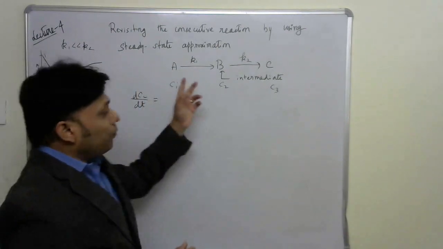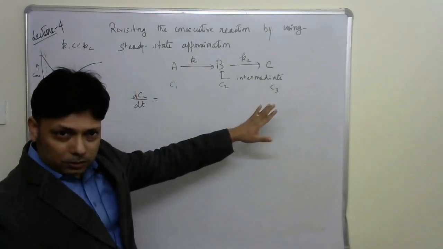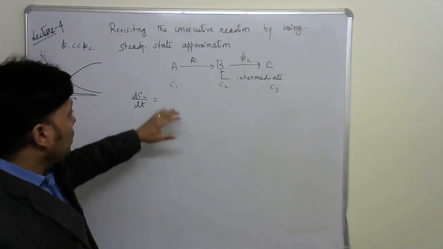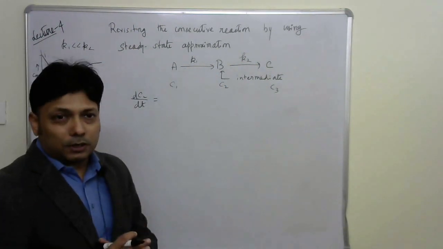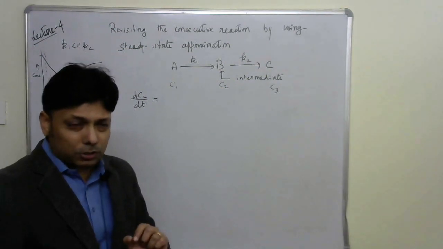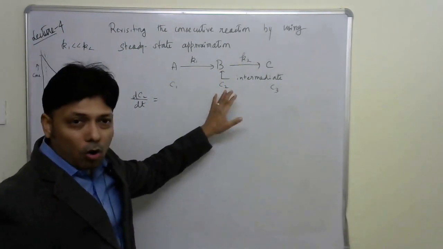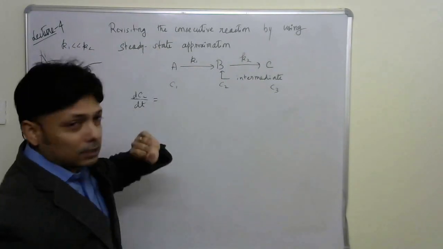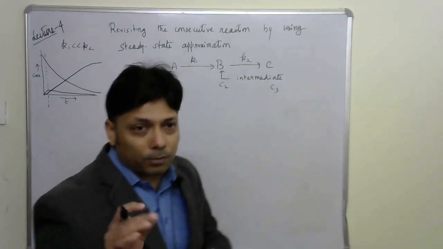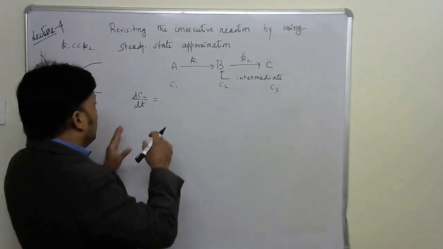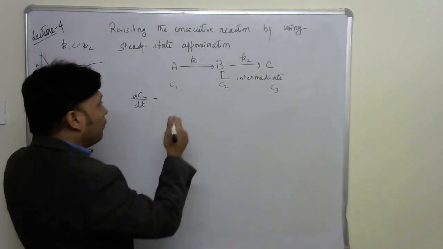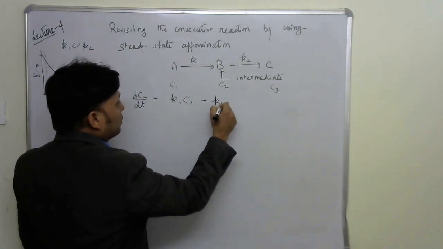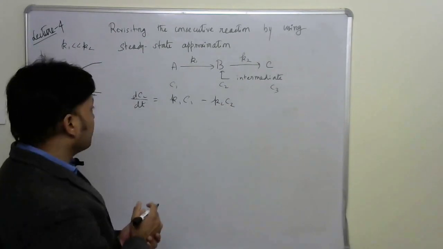Okay, so if we revisit the consecutive reaction under steady state approximation, then what happens? So now let's see, B is the intermediate. So that means the steady state approximation can only be applied on B, or the concentration of it, that means C2. It can be applied with the reactant, or it can't be applied with the product. So if we write dC2/dt, obviously this is K1C1 minus K2C2 that we have already seen before.